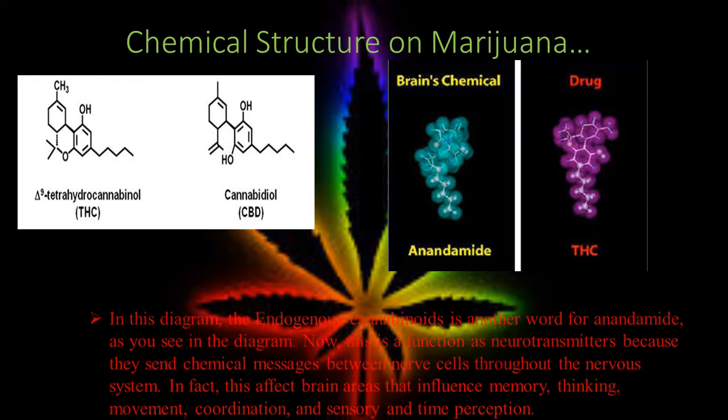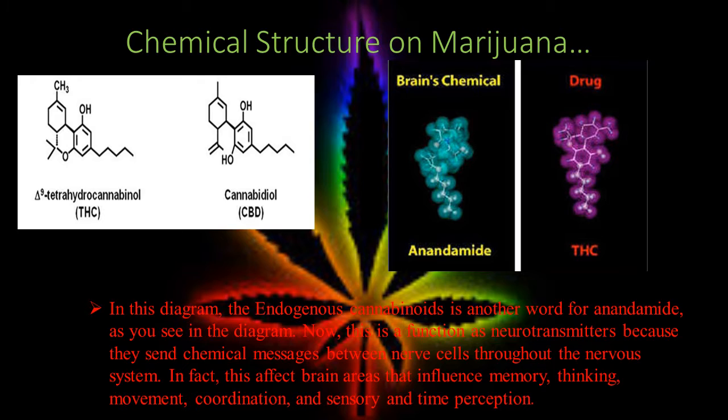Chemical structure on marijuana. In this diagram, the epidermis cannabis is another word for anodyne. As you see in the diagram, now this is a function of neurotransmitters because they send chemical messages between nerve cells throughout the nervous system. In fact, they affect brain areas that influence memory, thinking.